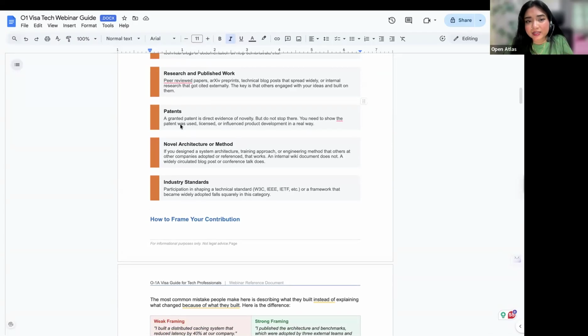Like I said, the patents. A granted patent is direct evidence of novelty. But do not stop there. You need to show the patent was used, licensed, or influenced product development in a real way.